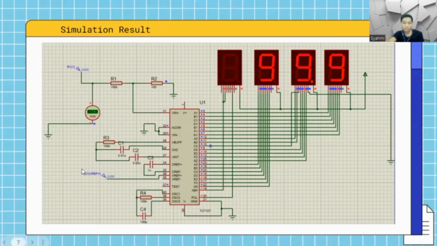So for the simulation in Proteus software, we use this to represent the reference voltage. And the input is divided by 100 kilo ohm and 100 ohm resistor to get 200 millivolt in proportion. So pass to the next member to continue the presentation.